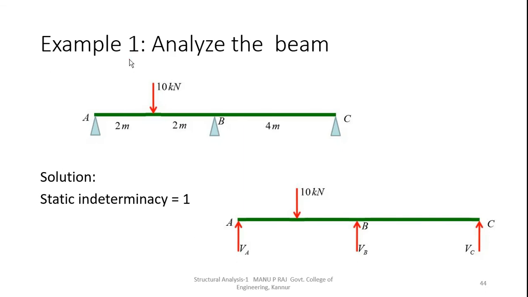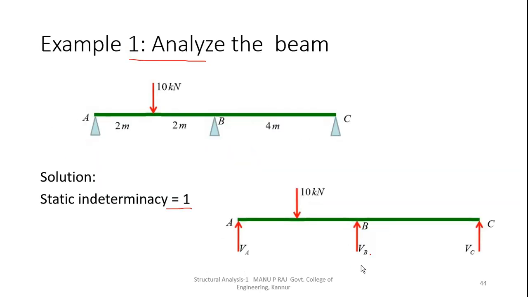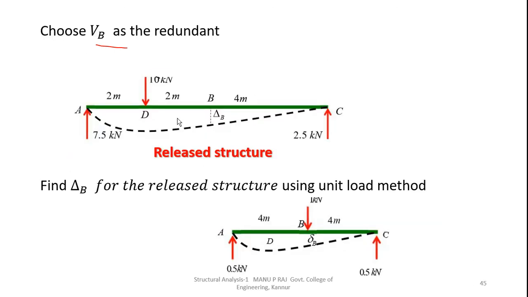Coming to this example, analyze the beam using the consistent deformation method. This is a continuous beam. Static indeterminacy equal to 1. Support reactions are VA, VB and VC. Choose VB as the redundant. Let VB be the redundant. Now draw the released structure. Released structure means we are not drawing the redundant force VB. We will draw the released structure with the actual loads.